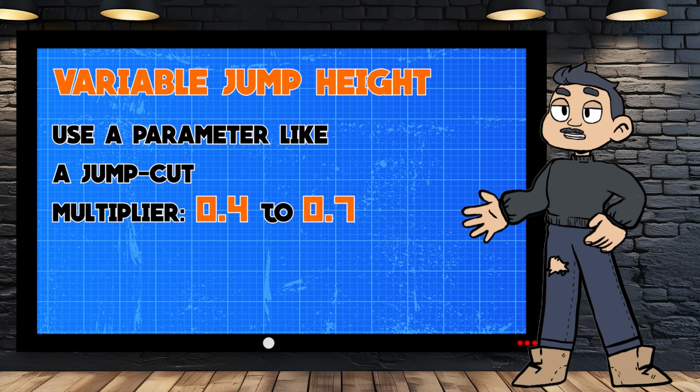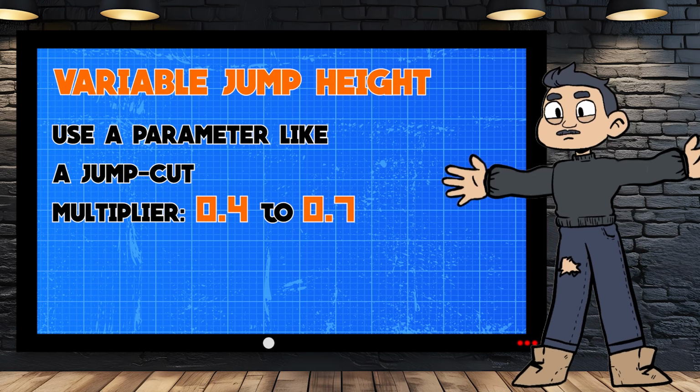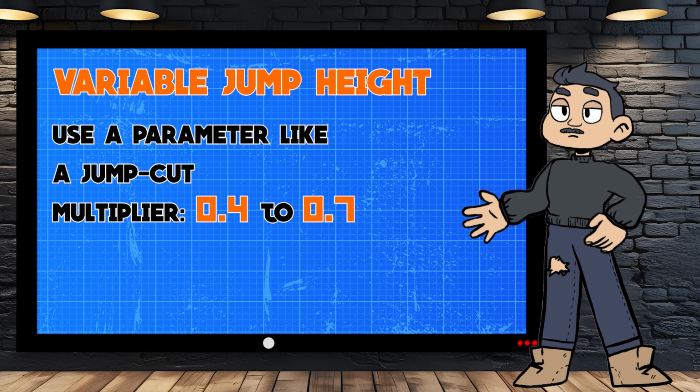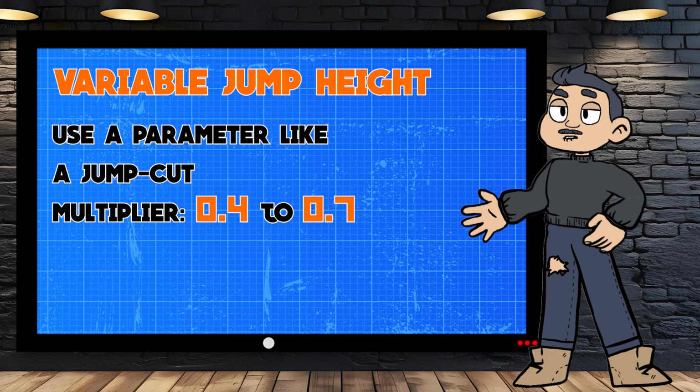3. Variable jump height, tap versus hold. If the player releases jump early while rising, you cut the upward velocity. That creates short hops and full jumps. That's skill expression. Use a parameter like a jump cut multiplier, 0.4 to 0.7. Start with 0.55.